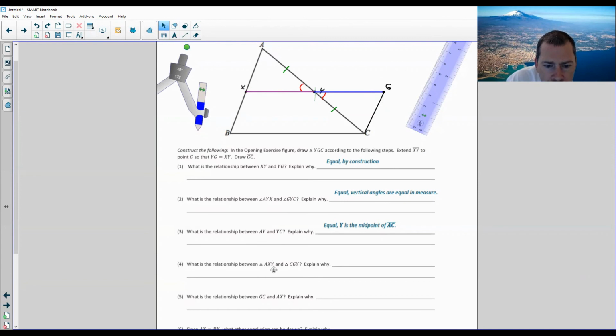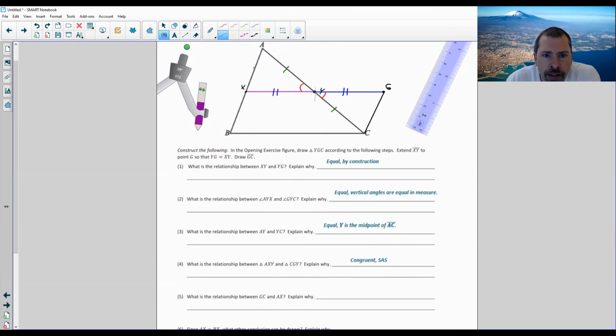It says triangle AXY. Okay, so keep in mind that we constructed XY and then we constructed YG to be equal in length. This was the midpoint. So as we said, it's side angle side, so that is our reason here. Bring this in and we say the triangles are congruent and the explanation is side angle side. Okay, part number 5. What is the relationship between GC and AX?